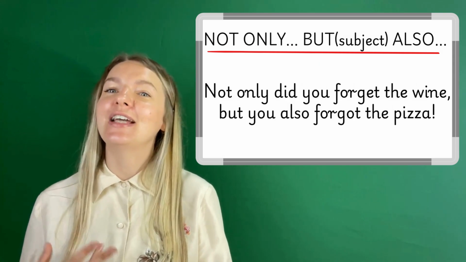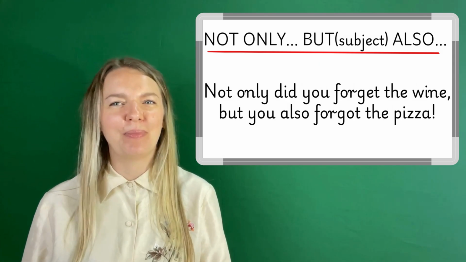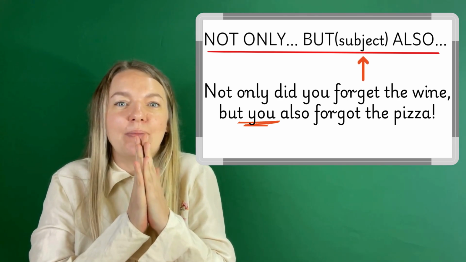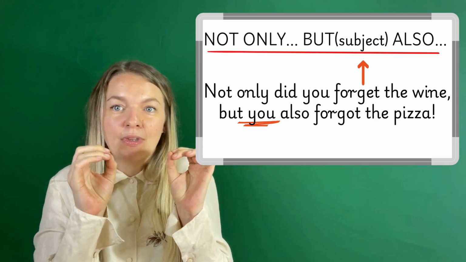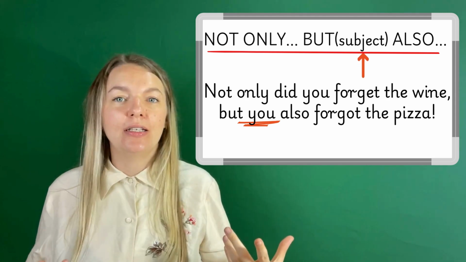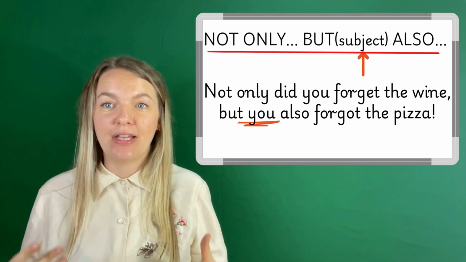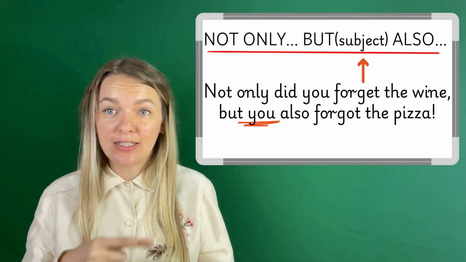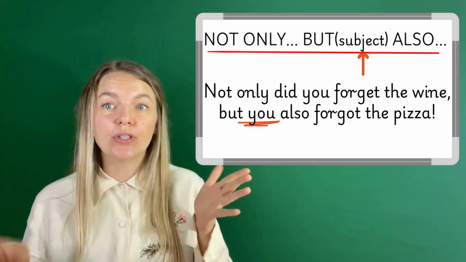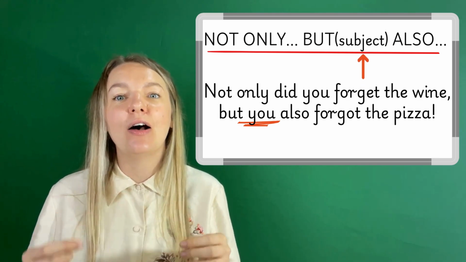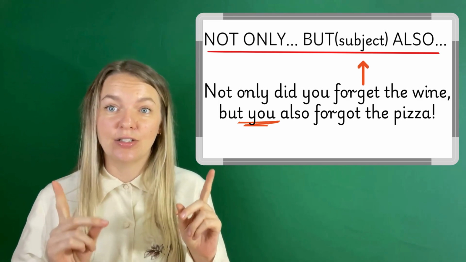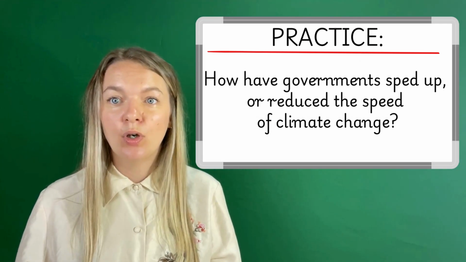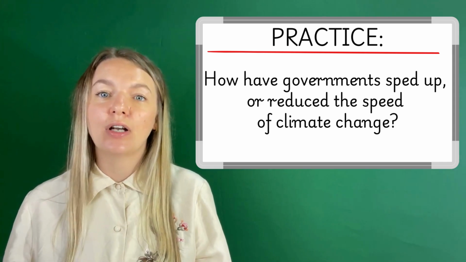Not only did you forget the wine, but you also forgot the pizza. Notice how we are squeezing in a subject here between but and also. A really common C1 exam theme is climate change and recycling. So after this question, I suggest you take a little pause and write some ideas about how you could answer it using this sentence structure. How have governments sped up or reduced the speed of climate change?